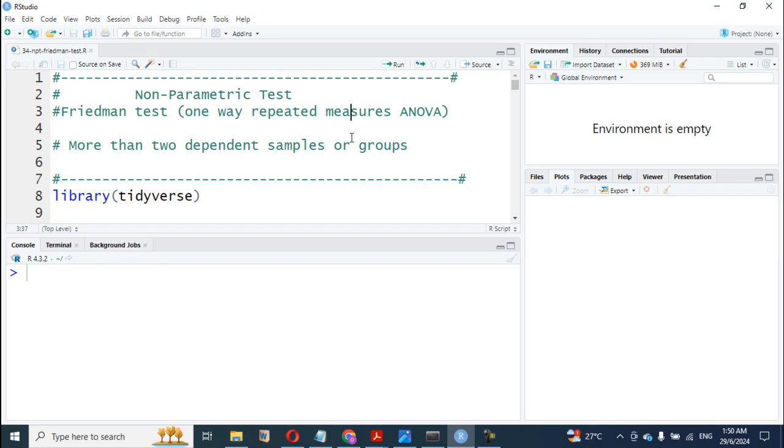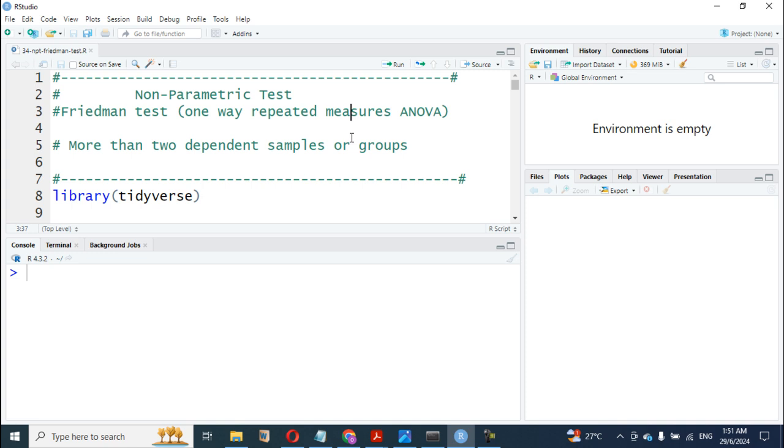Welcome again. At this point, we want to look at another non-parametric test, which we call the Friedman test. This is equivalent to one-way repeated measures ANOVA, and it comprises more than two dependent samples or groups. Now, in the previous ANOVA, we had two dependent samples. But in this one, we have more than two dependent samples.